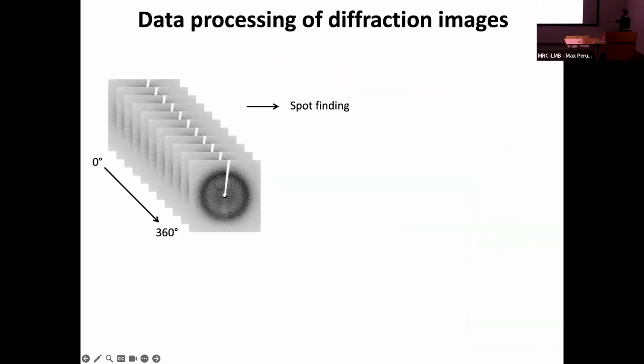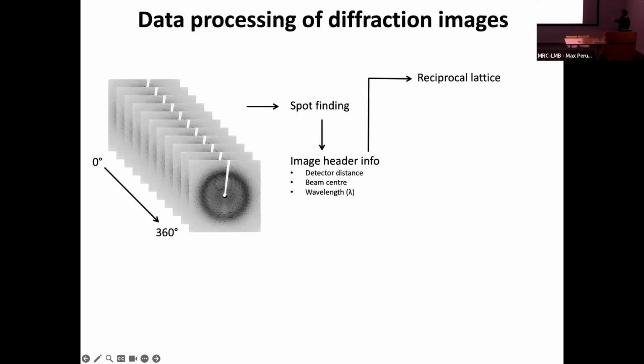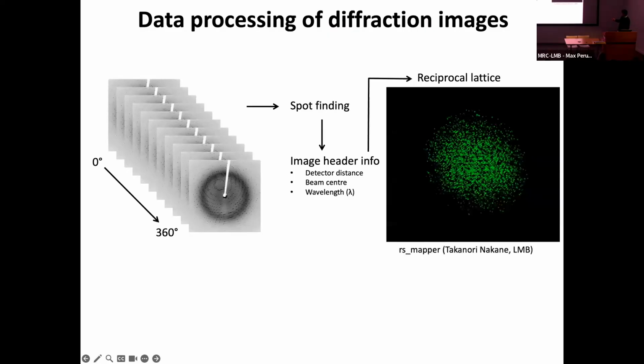Very quickly, how do we find the amplitude and the Miller indices? Let's pretend we have collected the data set, rotating the crystal 360 degrees. We use spot finding, where you can find where all the dark spots are, just digitally. Then with the information you get from the image header, the detector distance, beam center, and the wavelength of your X-rays, you can reconstruct the reciprocal lattice in three dimensions.